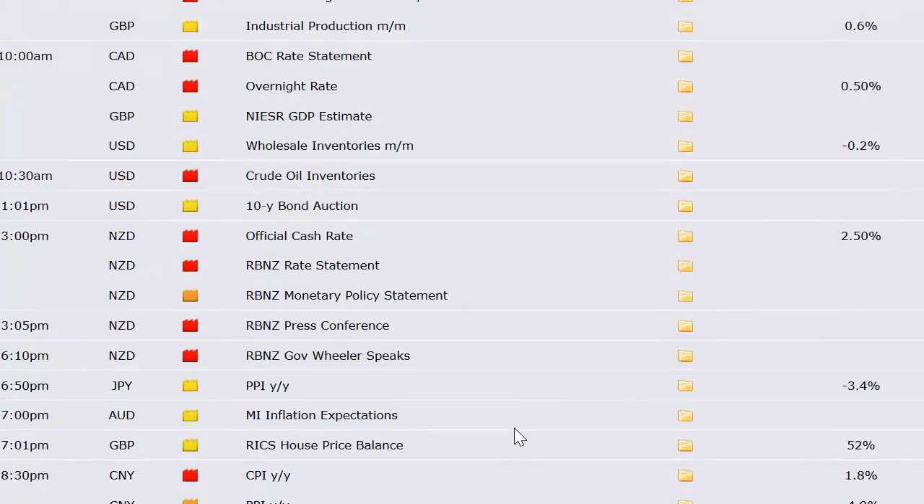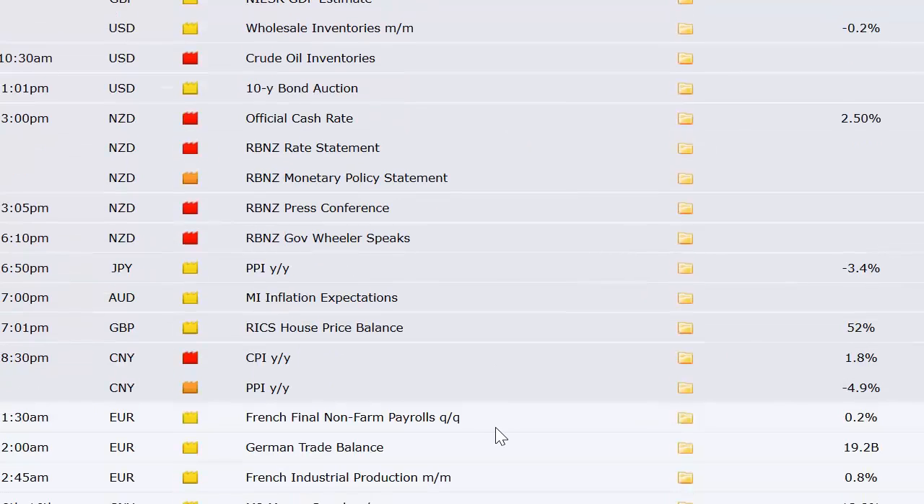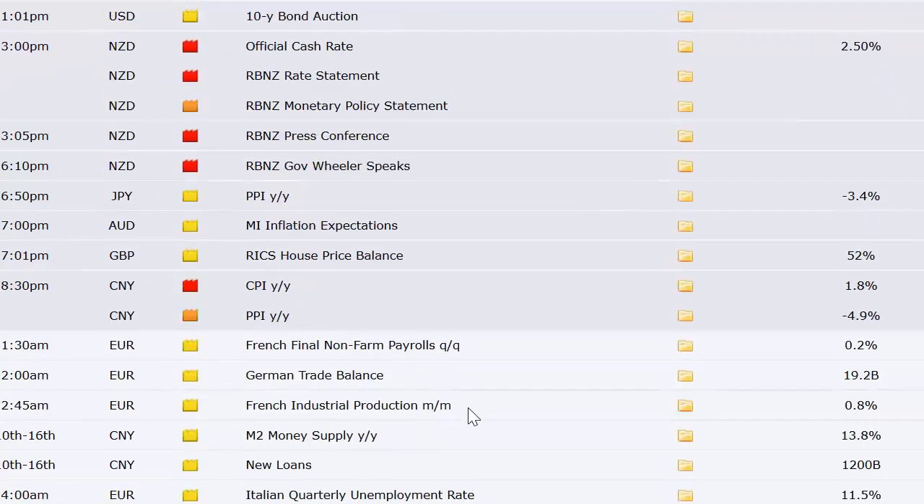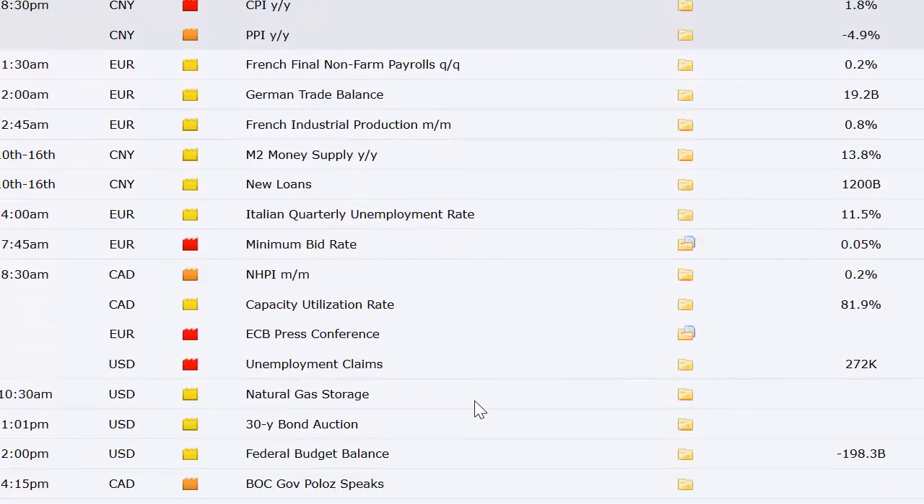Crude oil inventories an hour into the stock market on Wednesday, 10-year bond auction here in the US, rate announcement out of New Zealand's bank and their press conference, PPI out of Japan that evening, MI inflation expectations out of Australia, RICS house price balance out of the UK, CPI and PPI out of China. I always like how they do those together in China.